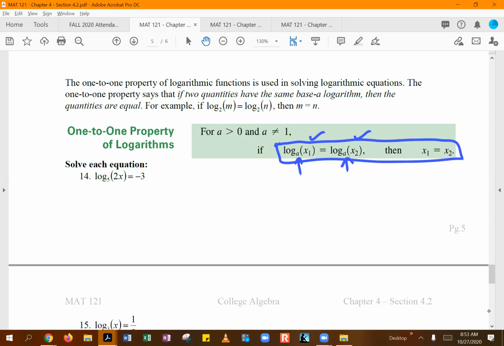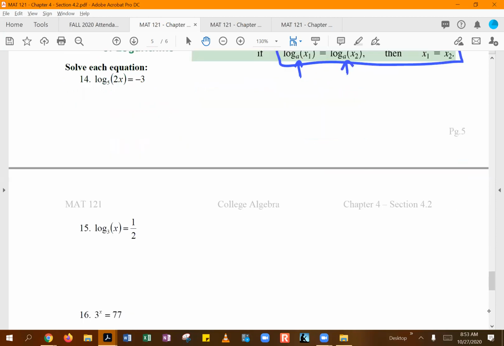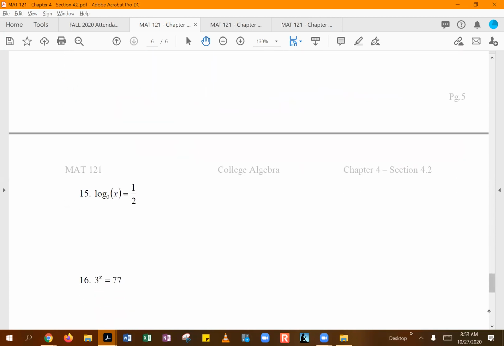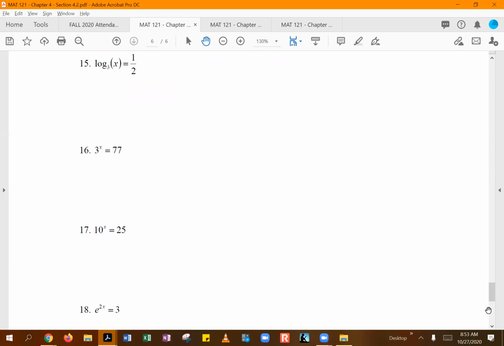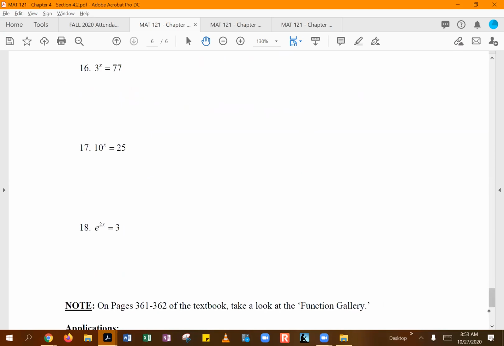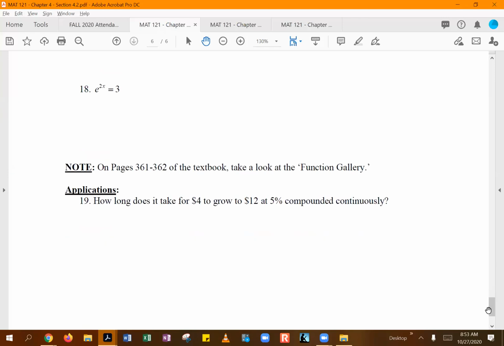So very similar to the one-to-one property with exponential functions. As long as the bases on the logarithm are the same, we can say these x values will be equal to one another. Sometimes we use that to solve logarithmic equations, but for the most part, converting them into exponential notation, or taking exponential functions and converting them to logarithmic equations, is easier to solve. So you've got several examples of that in your handout.